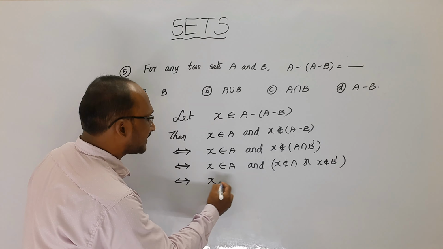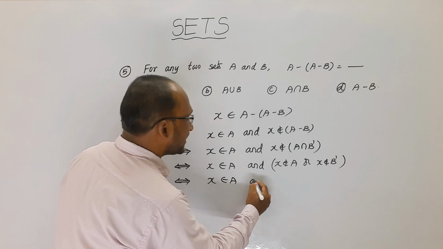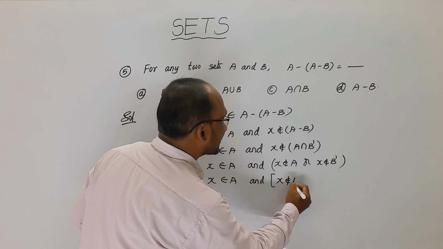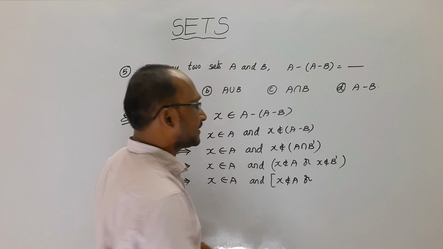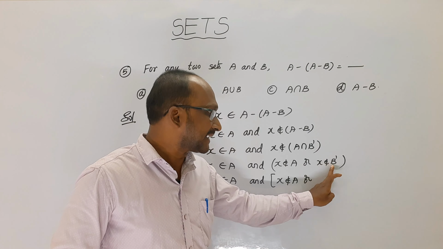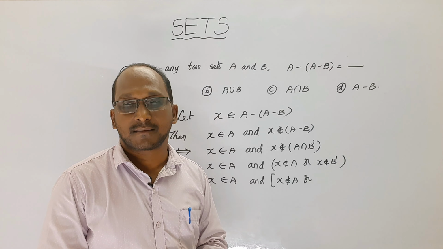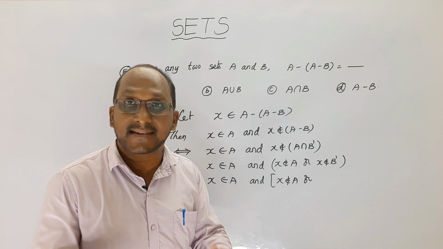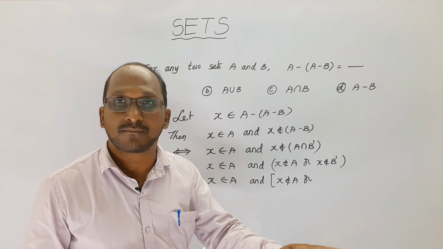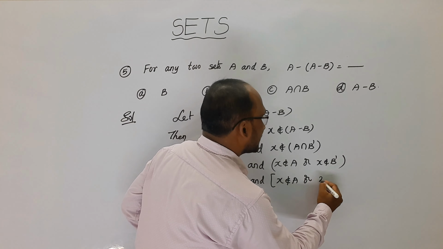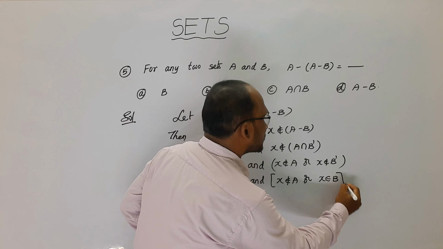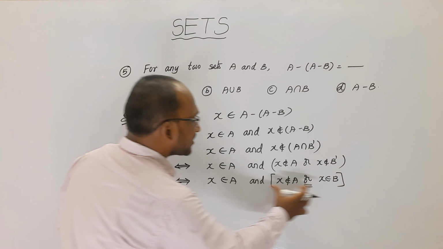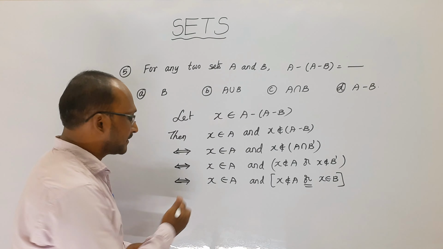This implies X belongs to A and X does not belong to B complement. As X does not belong to B complement, we can say that it must belong to B. So X belongs to B. Here this is the conjunction of these two statements.